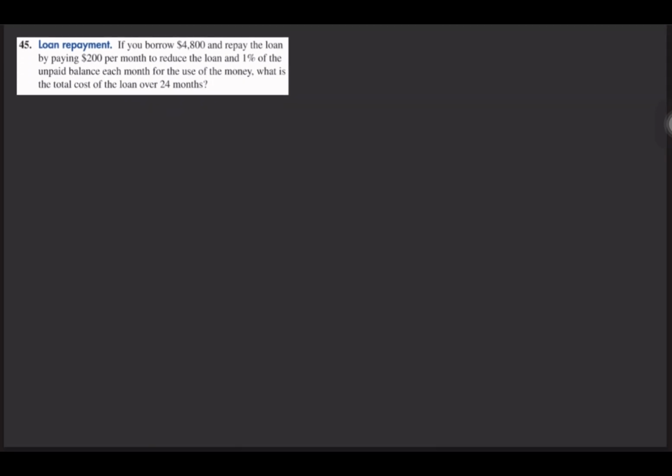Finally, on the last question, something we can apply in finance and economics. Loan repayment. If you borrow 4,800 and repay the loan by paying $200 per month to reduce the loan, and 1% of the unpaid balance each month for the use of money, what is the total cost of the loan over 24 months? Now, I suggest you have a go at this before I continue.